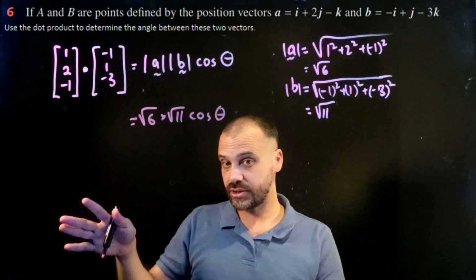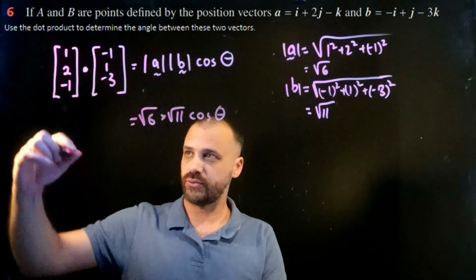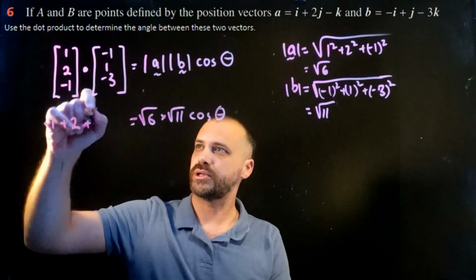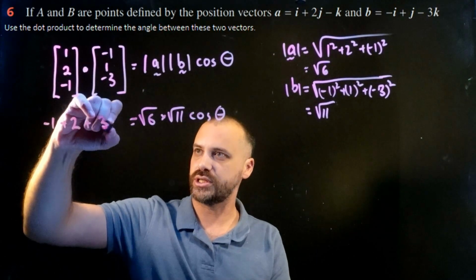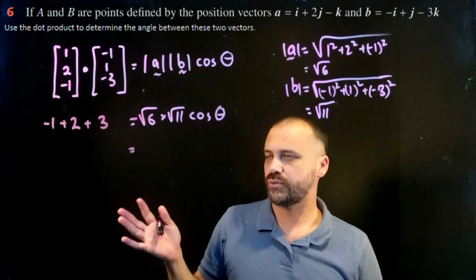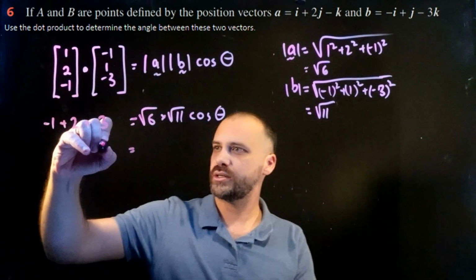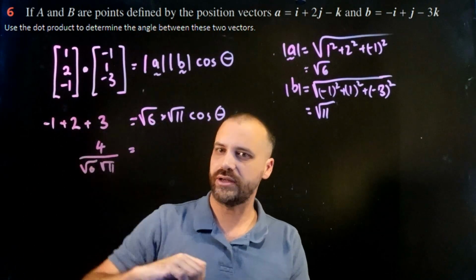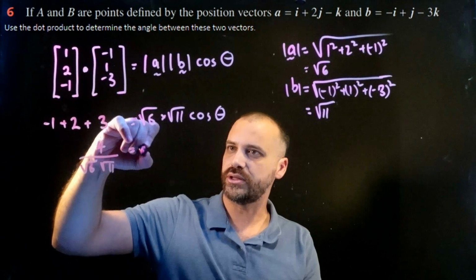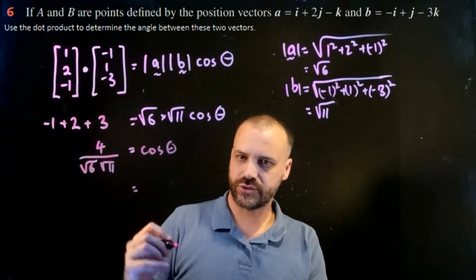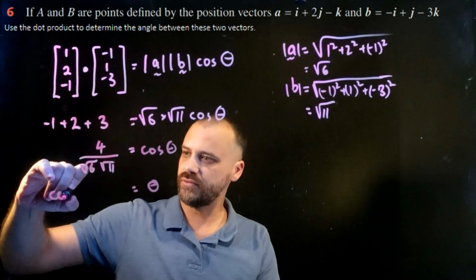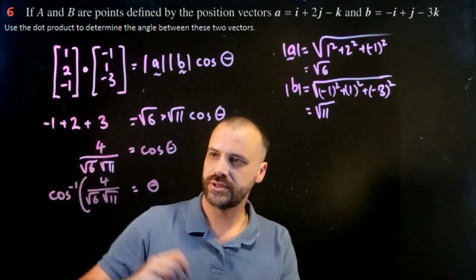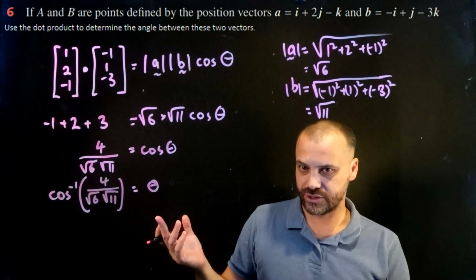And then on the left-hand side, I can do that dot product. 1 times negative 1, let's do it fast, is negative 1, plus 2 times 1, which is 2, plus negative 1 times negative 3, which is 3. Okay, negative 1 plus 2 plus 3, that's 4. I can divide that by root 6 and root 11, and I'll be left with cos theta. And of course, theta is going to be equal to the inverse cos of 4 over root 6 root 11. Calculator time, and we're done.